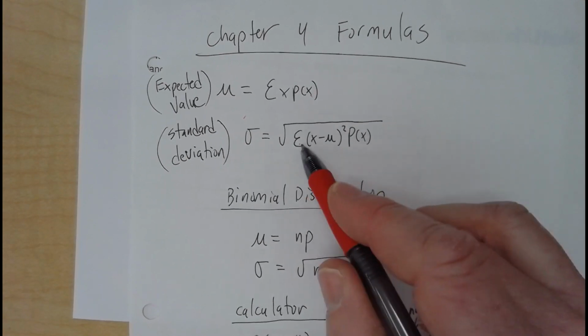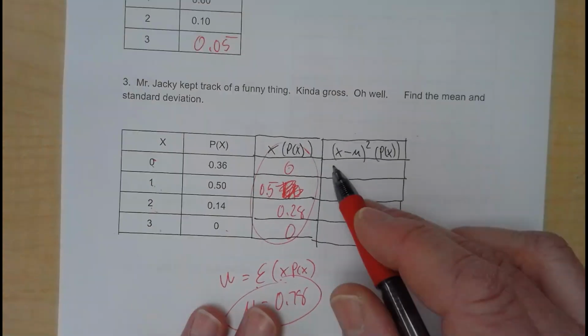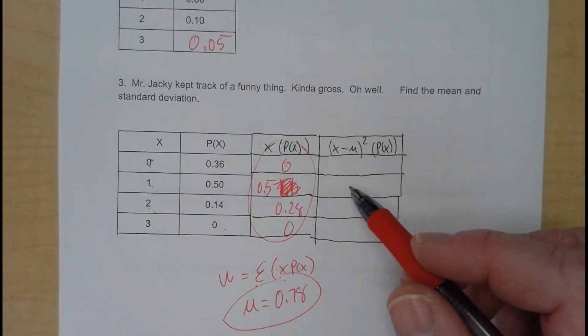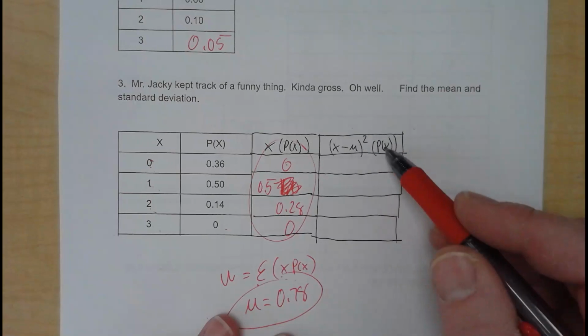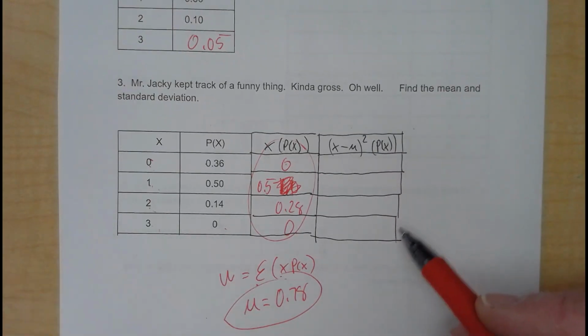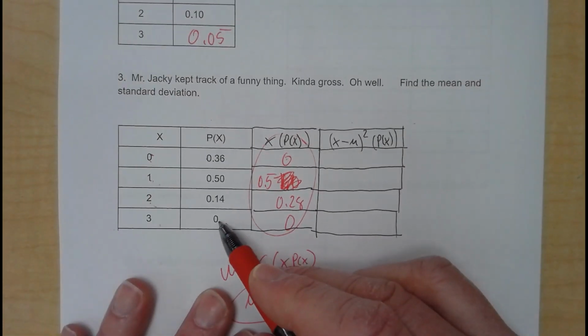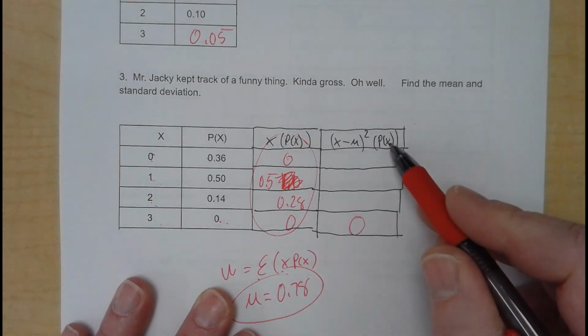Then for the next one, you have to sum up x minus mu squared p of x. You sum that up, and then you take the square root. That is your standard deviation. So the first thing you have to do is x minus mu squared p of x. Well, we know that this answer down here is 0 because p of x is 0.